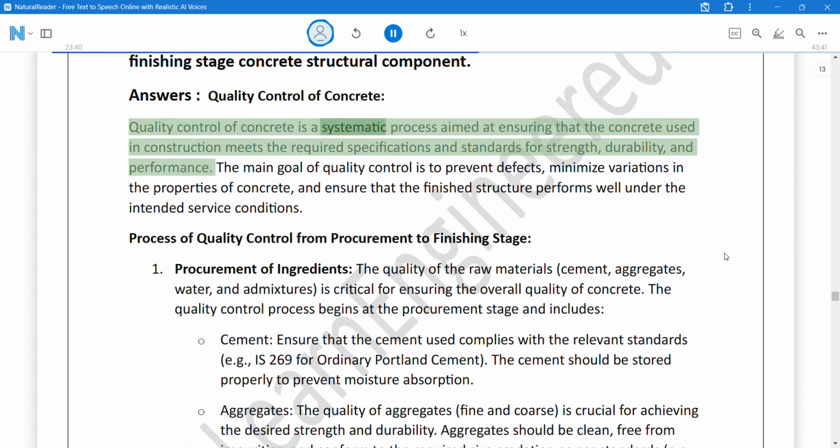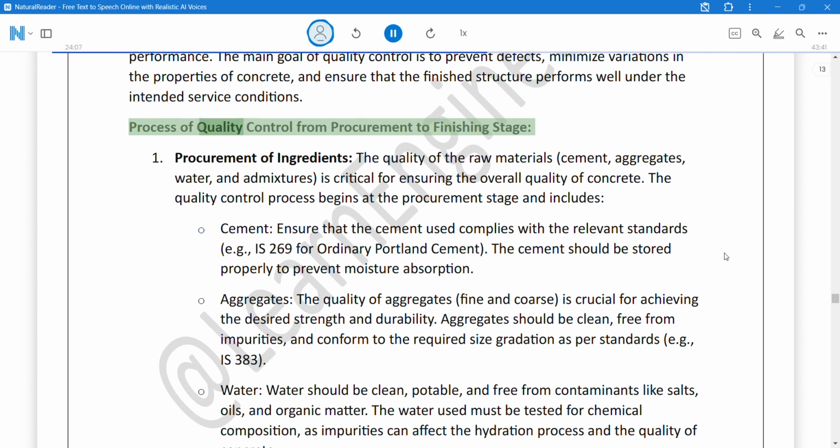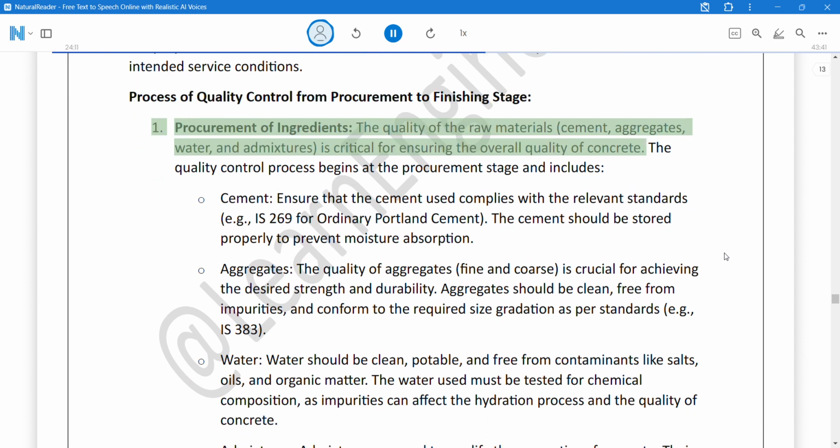Quality control of concrete is a systematic process aimed at ensuring that the concrete used in construction meets the required specifications and standards for strength, durability, and performance. The main goal of quality control is to prevent defects, minimize variations in the properties of concrete, and ensure that the finished structure performs well under the intended service conditions. Process of quality control from procurement to finishing stage.